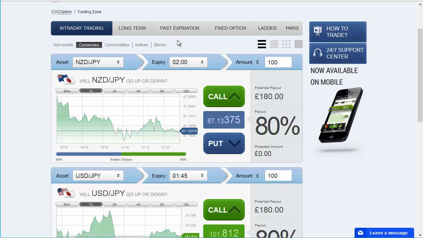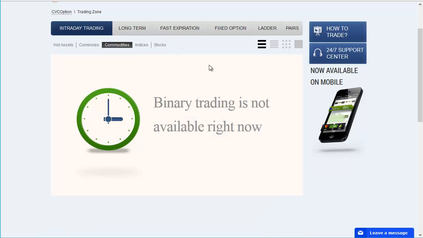So, that being the case, you can also take a look at commodities. Binary trading in commodities is not available right now. Again, this is the Asian session, so that makes sense. Most of the futures markets that commodities are based off of are out of Chicago, so that is going to be based upon Midwestern U.S. time.